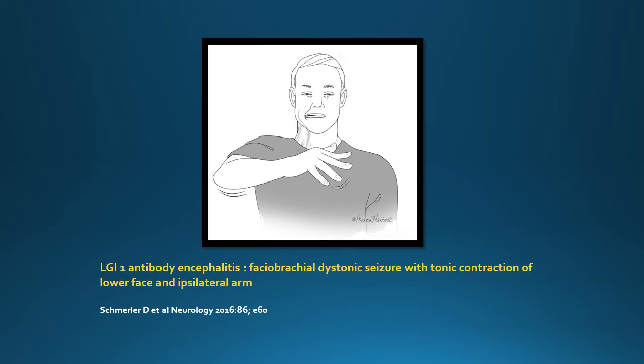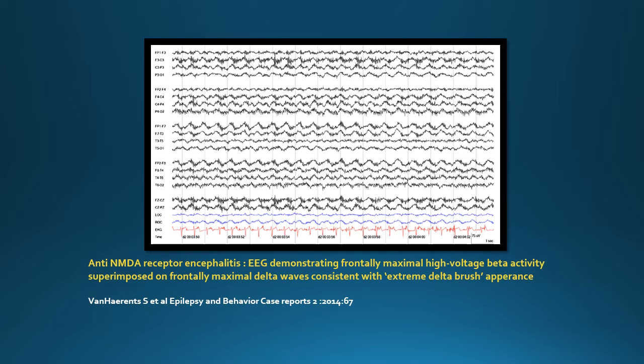This slide shows faciobrachial dystonic seizure in LGI1 antibody encephalitis with tonic contraction of the lower face and the ipsilateral arm. This slide shows a characteristic EEG finding in anti-NMDA receptor encephalitis.